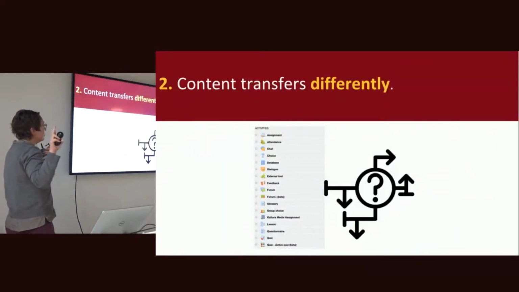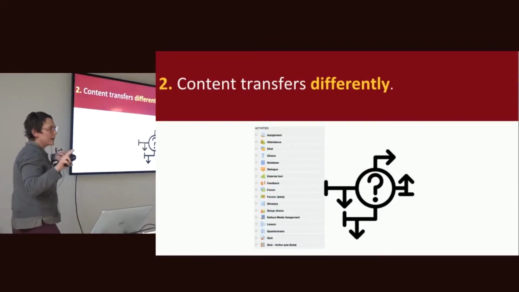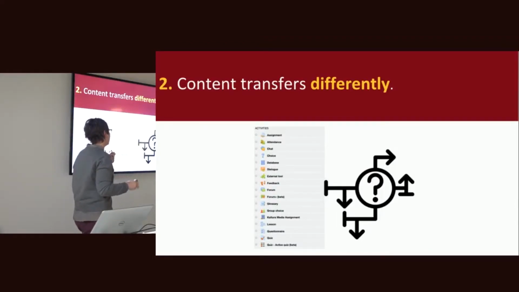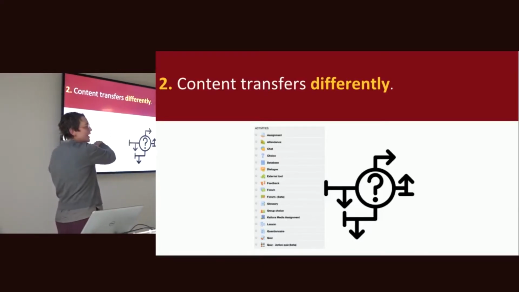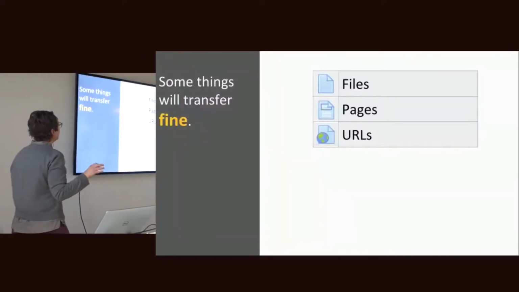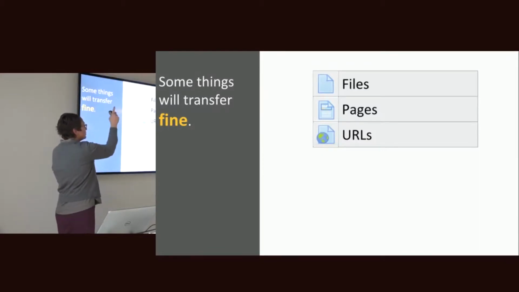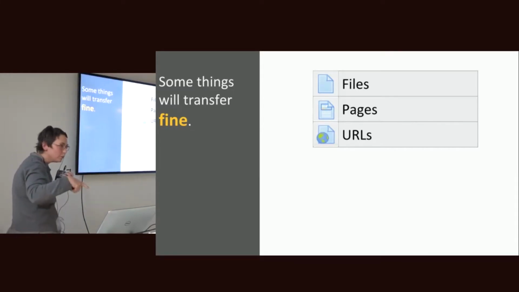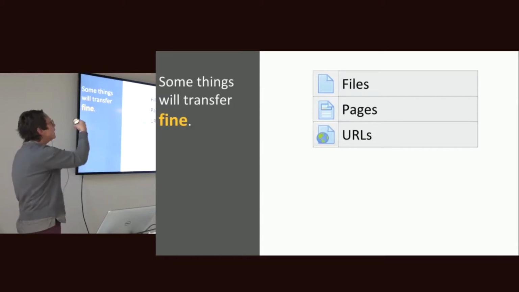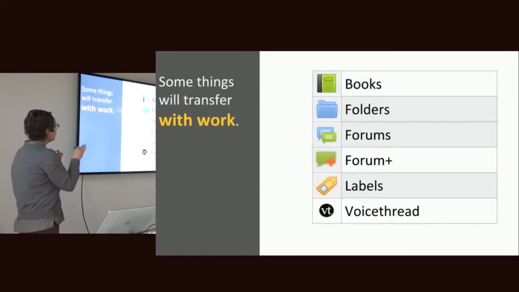The second thing to mention is that content is going to transfer into Canvas differently. This looks familiar. These are the different items that you see in a Moodle site, and it's going to look different when you start moving things into Canvas. Some people, based on what they have to move, might decide to just create from scratch in the Canvas site. Some things are going to transfer fine. Files, pages, URLs, very straightforward. They're going to go from Moodle into Canvas pretty straightforwardly. Again, you're going to have to find them when you get into Canvas because you're going to get that blank screen, but they're there.